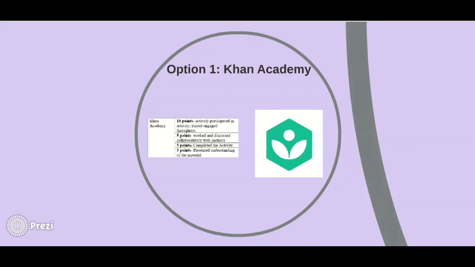And the first 10 points for Khan Academy is that the student actively participated and stayed engaged throughout the Khan Academy activity. And there's 5 points for working and discussing collaboratively with partners when they had questions or when they were learning. Then there's 5 points for completing the activity, and 5 points if they presented an understanding of the material. As I was walking around and observing and speaking with them, if they presented that they were understanding the material and they were engaged, they get that 5 points.